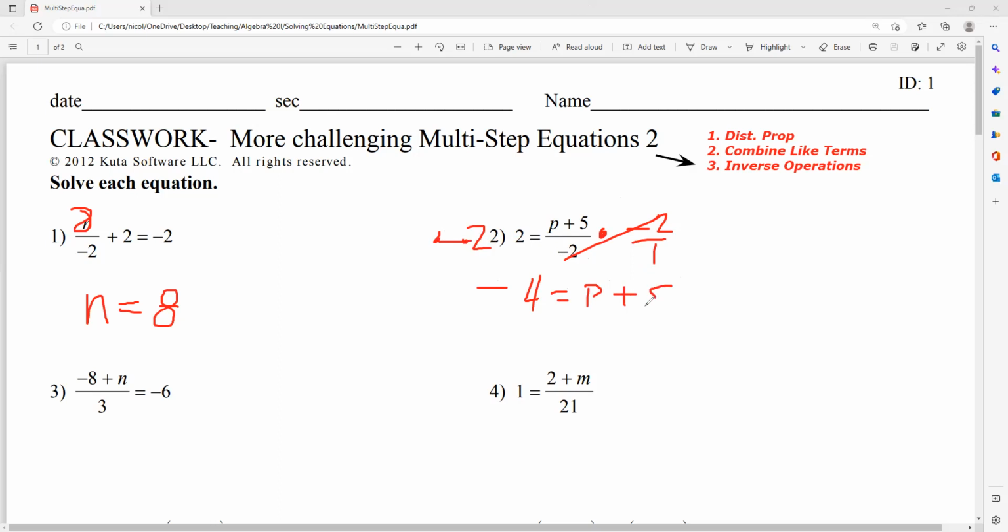Now I can minus the 5 to the other side. And I get negative 9 equals p. And same thing, you can check your answer. If you plugged in negative 9 plus 5, negative 9 plus 5 is negative 4. Negative 4 divided by negative 2 is 2. So if you have to pause the video to look at it, please do so.